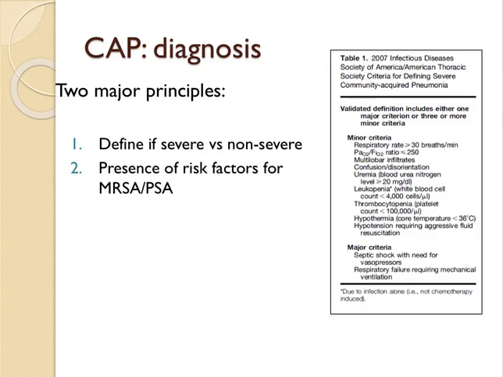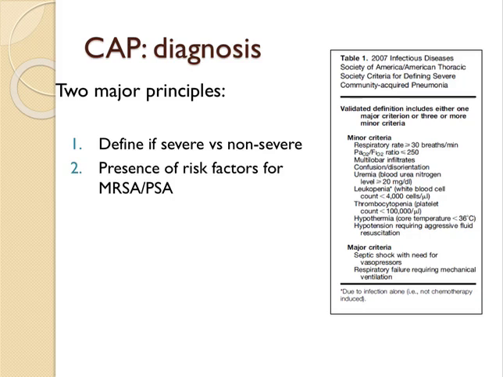So when the guidelines talk about how to approach the diagnosis and management of pneumonia, they mention these two major principles all the time, that when you have a patient with community-acquired pneumonia, you have to make two determinations. Number one, are you dealing with severe versus non-severe pneumonia? And number two, if your patient has risk factors that put him at risk for MRSA or Pseudomonas.